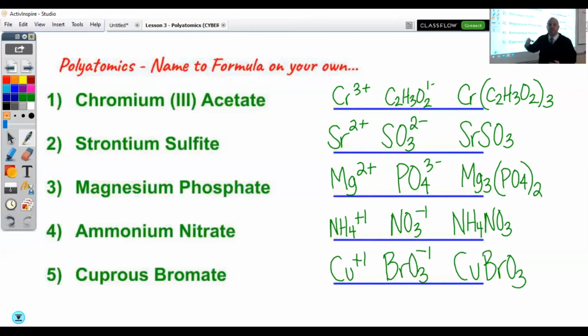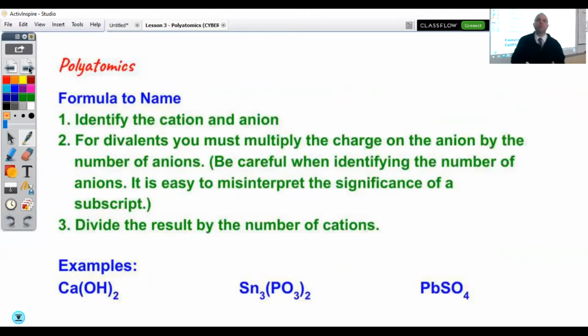I know just in this example I've switched back and forth between writing +1 or 1 positive. It really does not matter to me as long as you understand that the charges must cancel out. What really becomes challenging in naming and writing formulas is going in the reverse direction for polyatomics. It's often confusing to figure out whether the subscript is the number of polyatomic ions or just part of one polyatomic ion. So I'm going to point that out to you as we go through this.